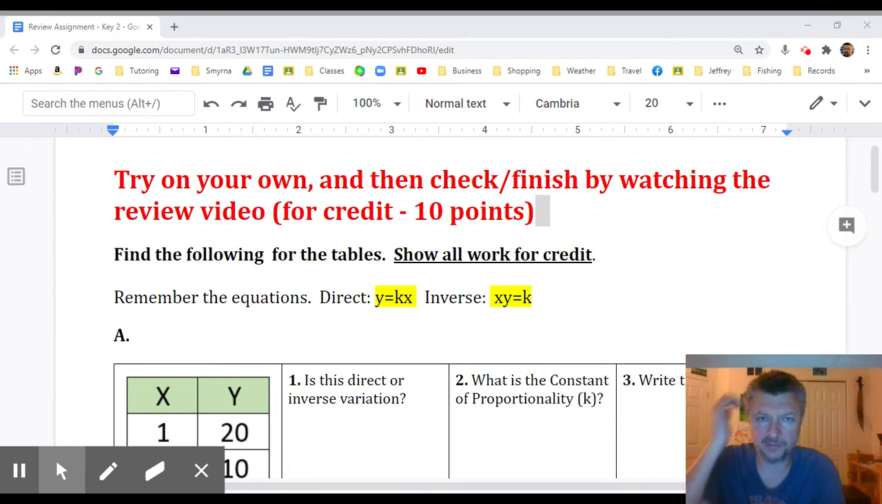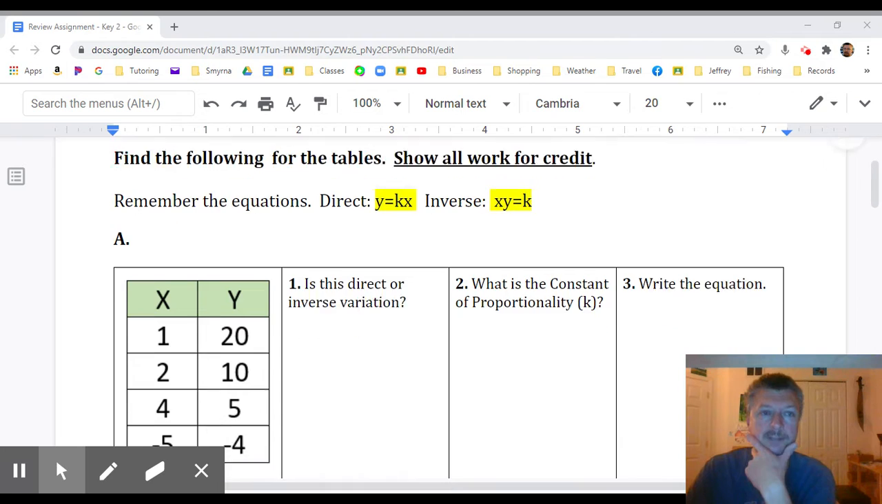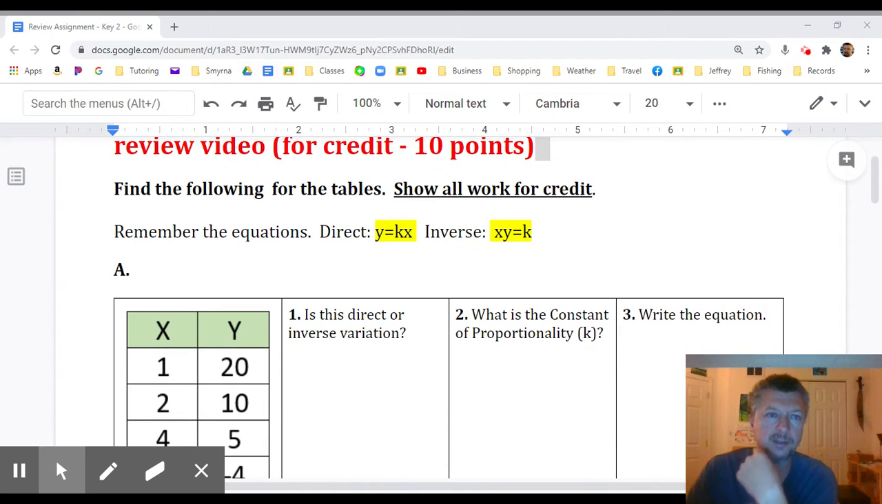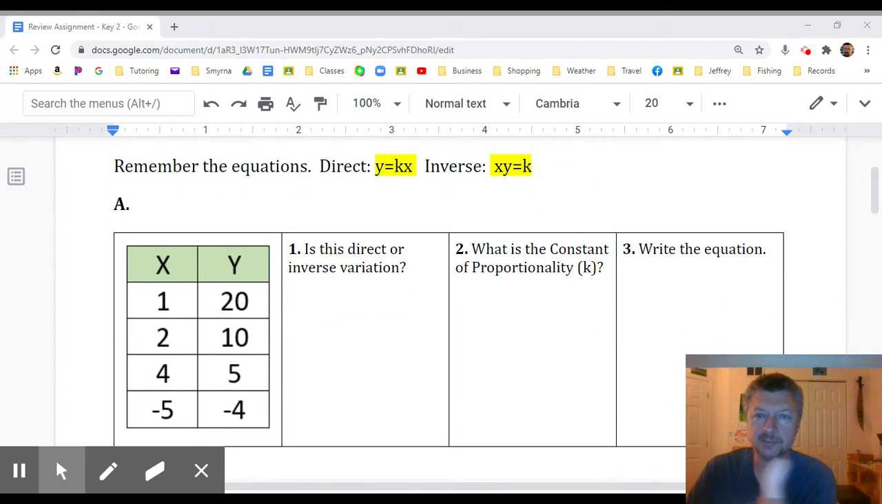Assignment. Now, this is good for credit. We're going over everything, so you're definitely going to get 100. But what I really want you to do is to try it and then watch the video to make sure you got it right. So, on A, there's a table. We need to answer some questions, so try it out. All right.